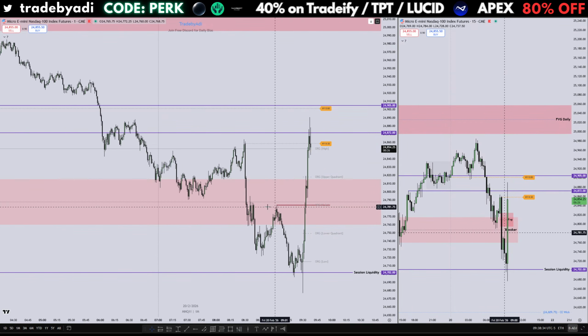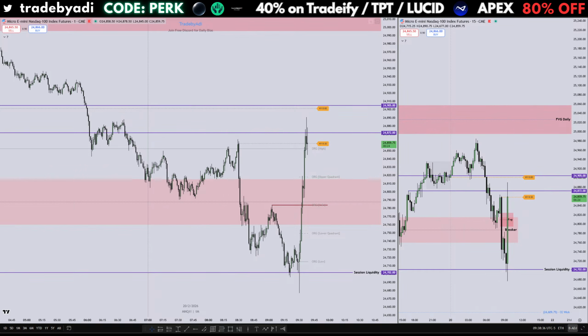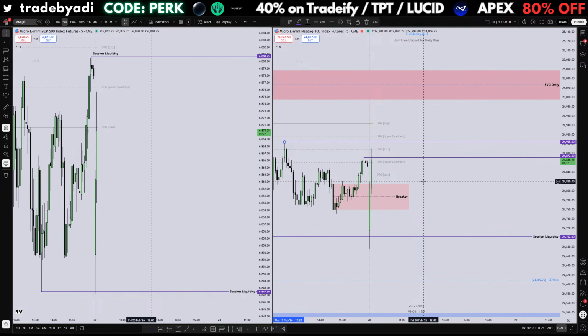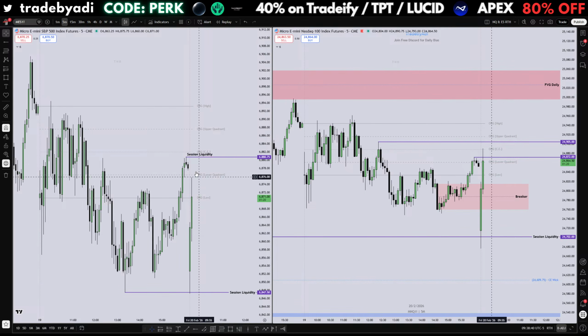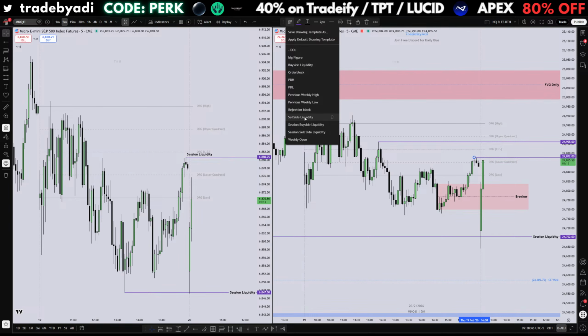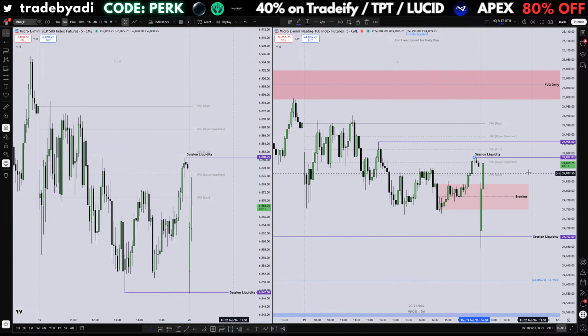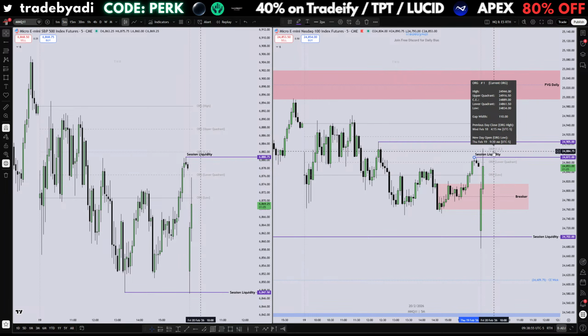We have taken out the pre-market high, okay, and also if you check the ES, we have not taken out this high, but Nasdaq has done this thing, session buy side liquidity, okay. And also we tapped to yesterday's opening range gap CE.